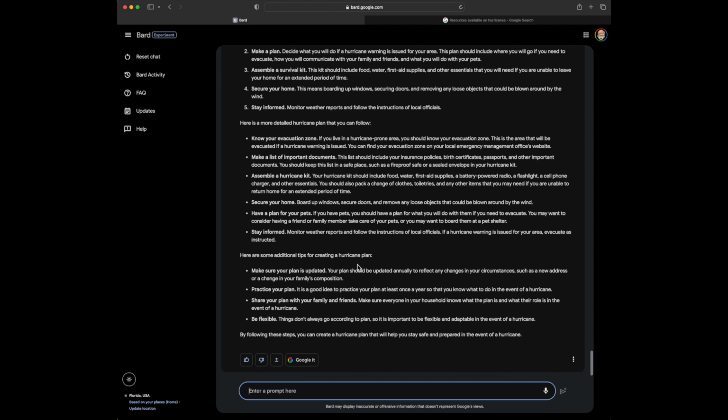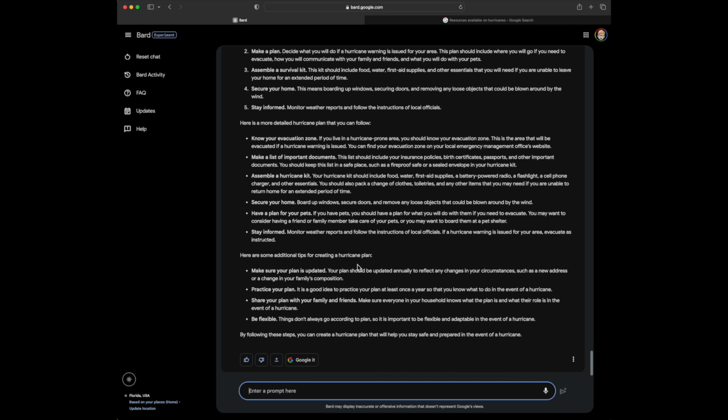Here's a more detailed hurricane plan you can follow. Know your evacuation zone. If you live in a hurricane-prone area, you should know your evacuation zone. This is the area that would be evacuated if a hurricane warning is issued. You can find your evacuation zone on your local emergency management office's website. Make a list of important documents. This list should include insurance policies, birth certificates, passports, and other important documents. You should keep this list in a safe place, such as a fireproof safe or a sealed envelope in your hurricane kit.